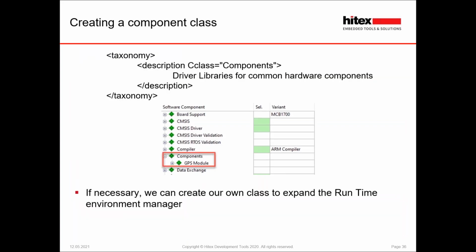The component, when the pack is installed, will also be visible within the runtime environment. This has a number of standard trees where we can add things, but if we want to, we can create our own additional branch. So we can have here our reusable components, and inside here is our GPS module. If we go down a bit further, we can then select it, tick the box, and it will be added to our project.